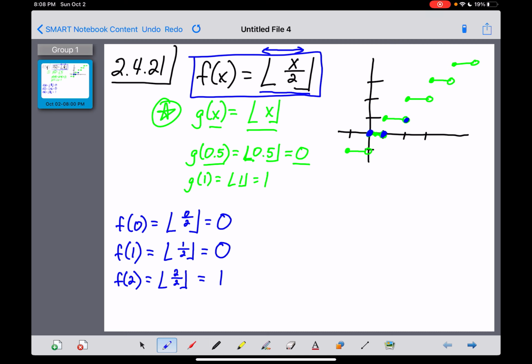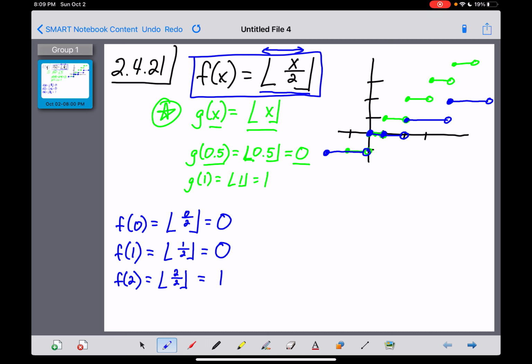Any value we choose in between 0 and 2 is going to round down to 0 until we get an open dot right there at the point (2, 0). Then it jumps up to the point (2, 1). Then between 2 and 4, everything is going to round down to 1 until it jumps up here at that point. So this is effectively the same graph as the one we were just dealing with, everybody, except it's been stretched kind of twice as wide as it was before.